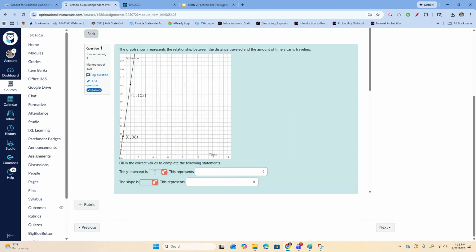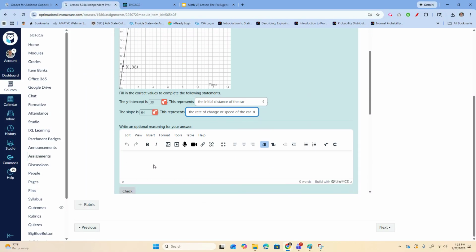So now that we have that, let's put that in here. The y-intercept, which is the b value, is 38, and what exactly that means is the initial distance of the car. The slope is 64, and what exactly that means is the speed of the car. Okay, let's check our answer here.